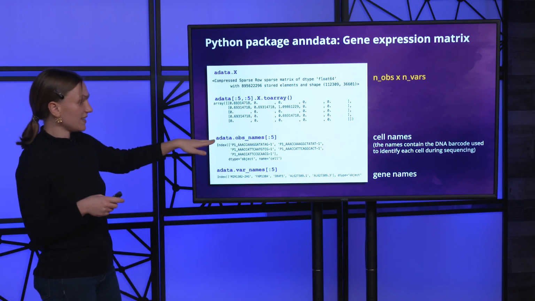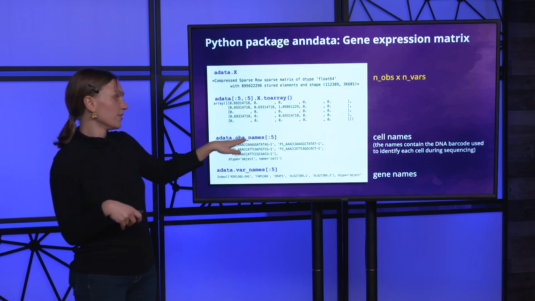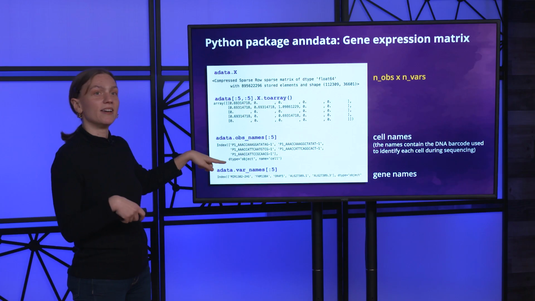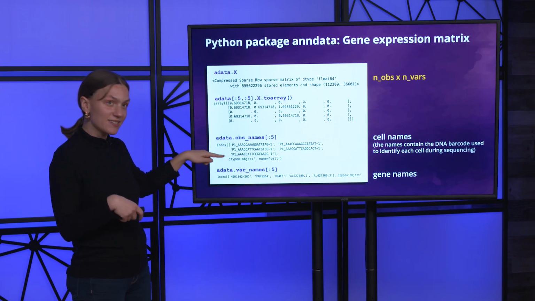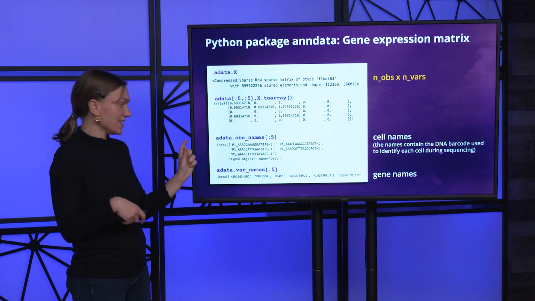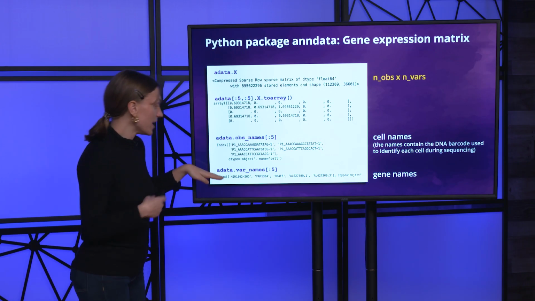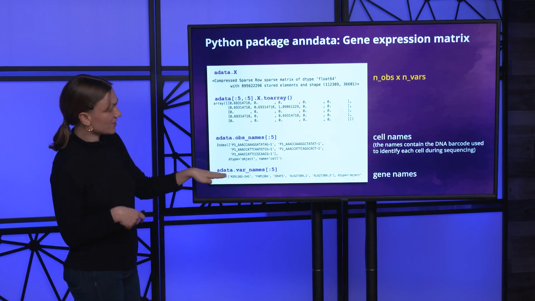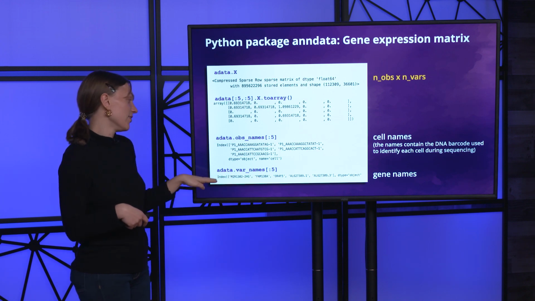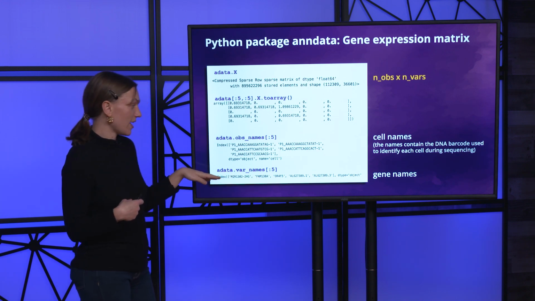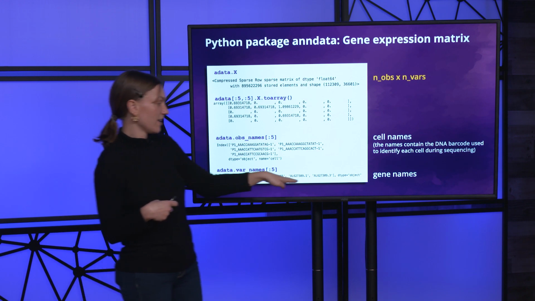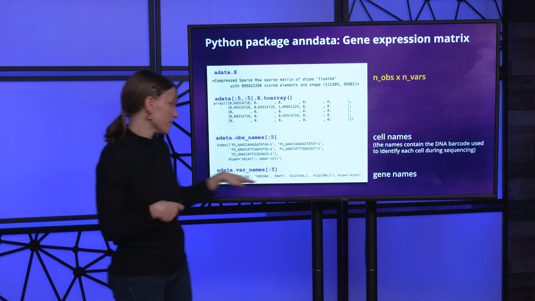Similarly, we can use adata.obs_names to see the names of the first 5 cells, or the unique cell IDs. And finally, similarly, we can write adata.var_names to see the names or the IDs of the genes that are, again, the first 5 columns in the matrix.